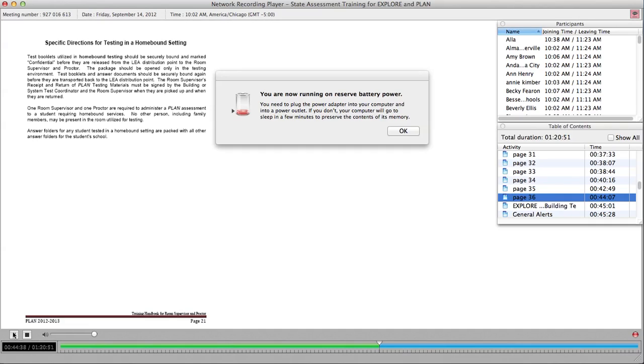And whether it's the home or the hospital, wherever they have to go for this homebound setting, all materials must be secured before they leave and go back to check materials back in. Any answer folders that are used for homebound testing are again placed with all other answer folders for the student's school.